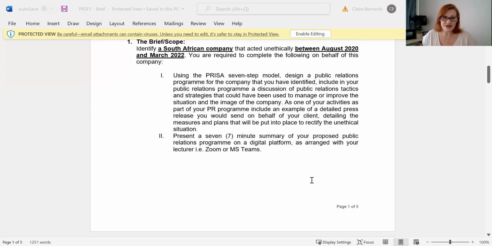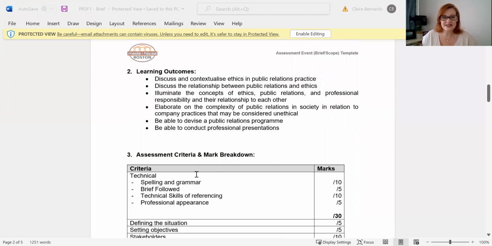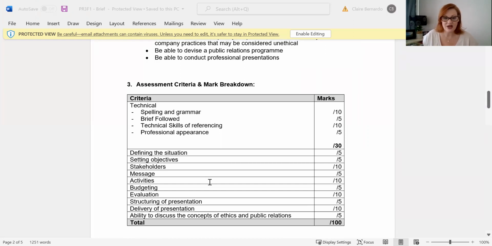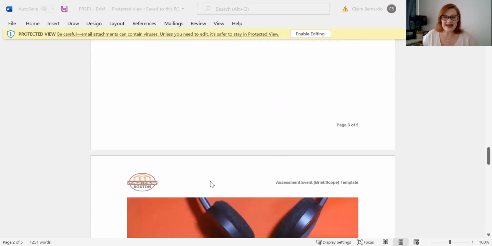So that's the brief, and you can go through in detail all the learning outcomes, the assessment criteria and mark breakdown. That's all important, and what the evidence requirements are. But basically now you have to look at how you are going to put this presentation together and this 7-step plan. So you're going to upload your detailed 7-step plan onto Cole Campus, and then you're going to present a summary of that campaign to your lecturer via Zoom or on MS Teams.